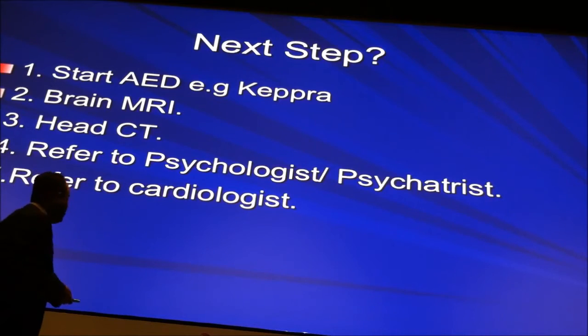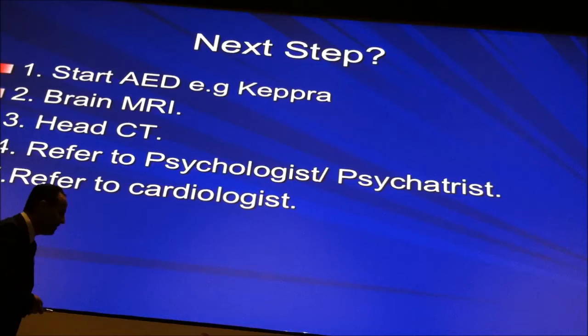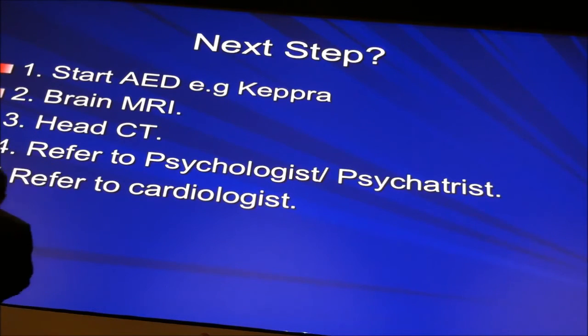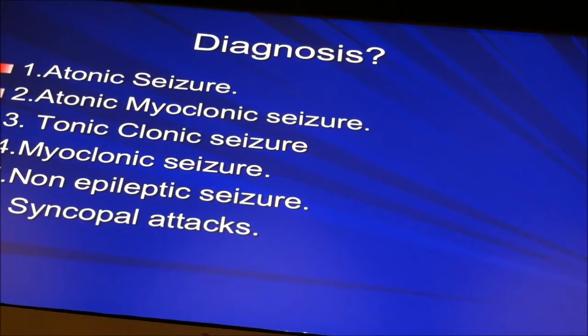Okay? So, which one do you want to choose, Basil, looking at number 5? What do you want to do? I mean, if the EEG was normal, and during the attack there was none, this could be a pseudo seizure. Okay. So, pseudo seizures, we refer them to psychologists. Excellent. Your diagnosis is: atonic seizure, atonic myoclonic, tonic-clonic, myoclonic, non-epileptic seizure, syncopal attack. Non-epileptic. Excellent. Any other thought? Okay. So the diagnosis is syncopal attack.